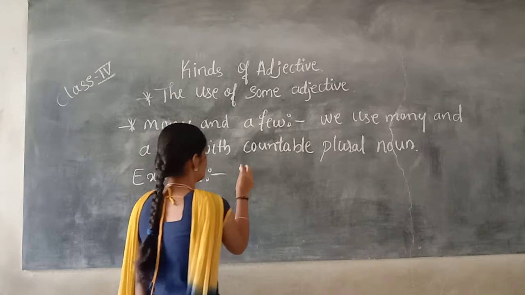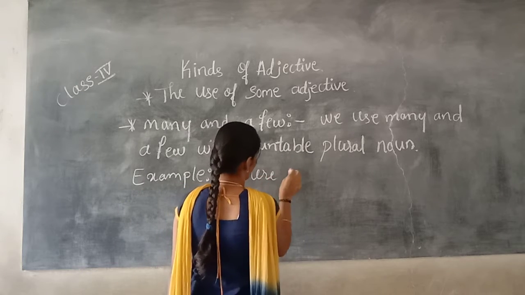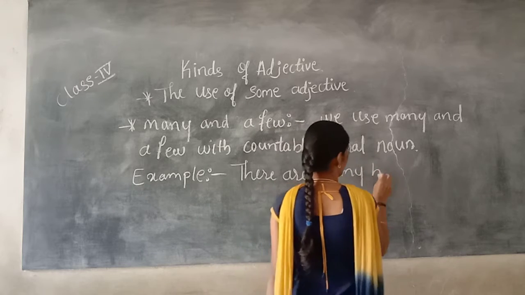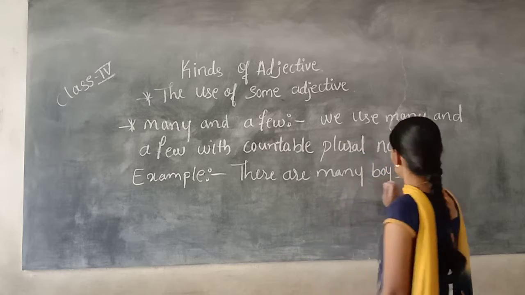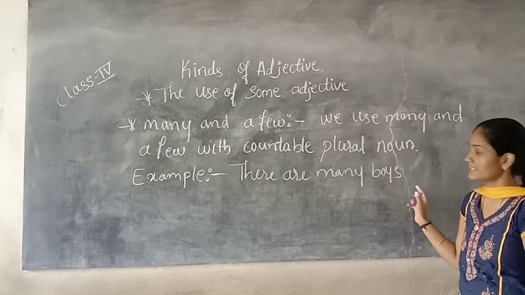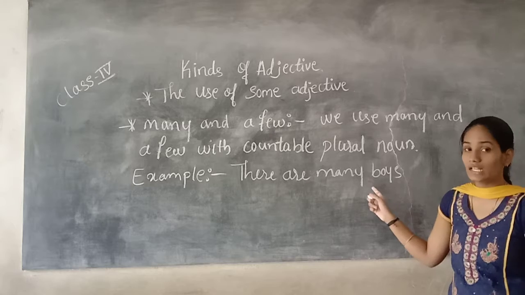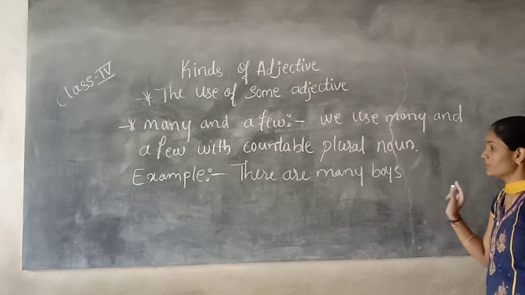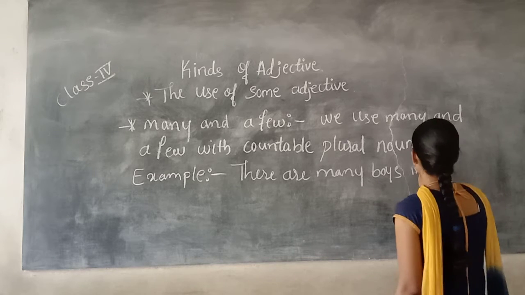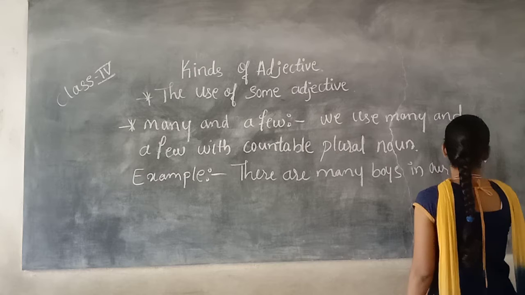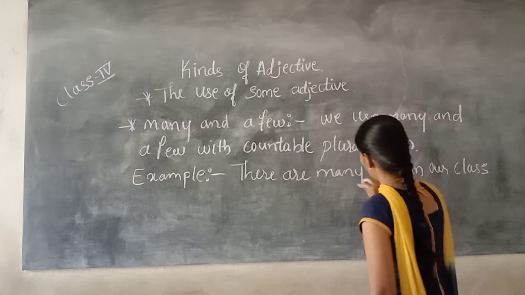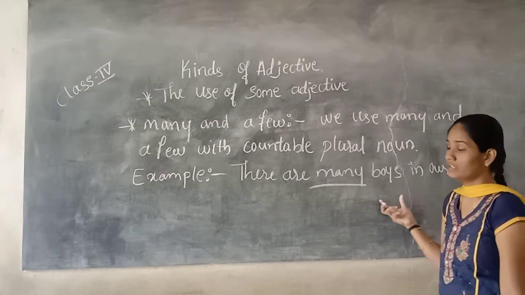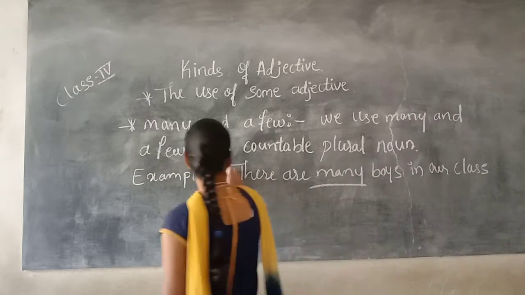how to use many. See here. There are many boys. See here, boys. What does this boys indicate? It is a plural noun. Boy is a noun, so boys is the plural form of boy. So there are many boys in our class. So many is indicated. It describes how many are there in the class.